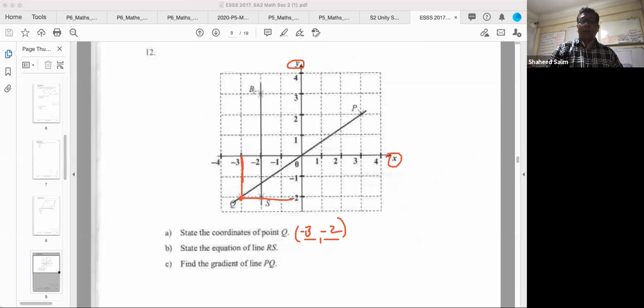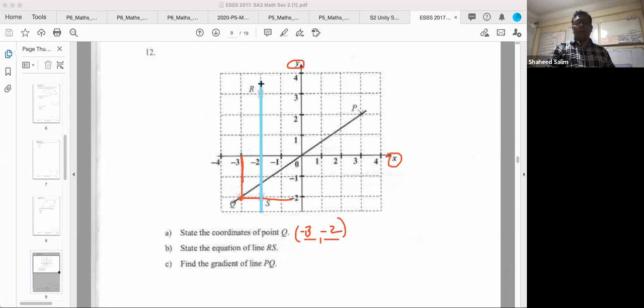What is the equation? This one has an equation. What's the equation? I give you a clue. What value doesn't change here? As you go up here, what's the value of x? What's the value of y? What value does not change? That's the name of the equation.